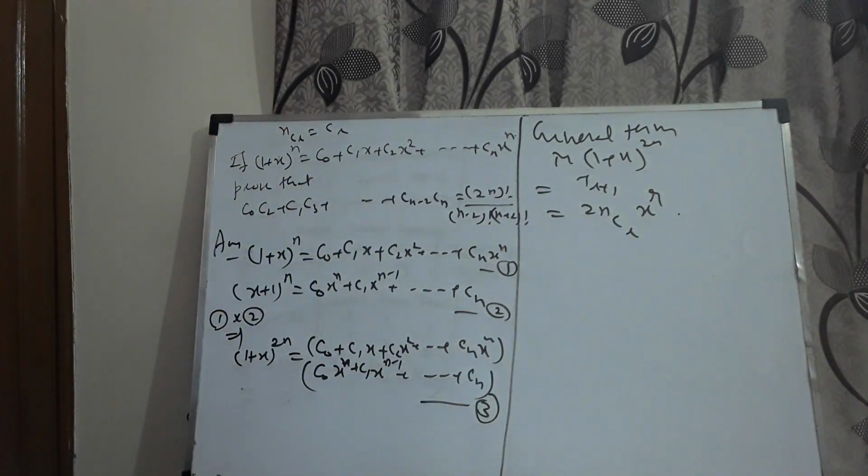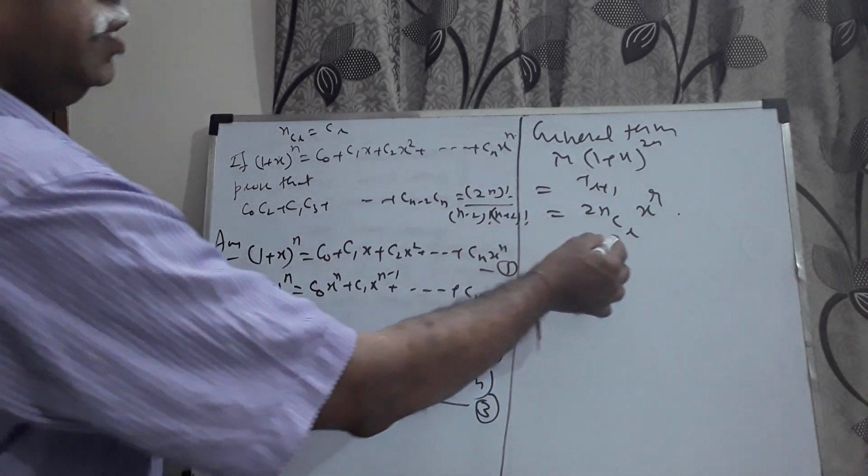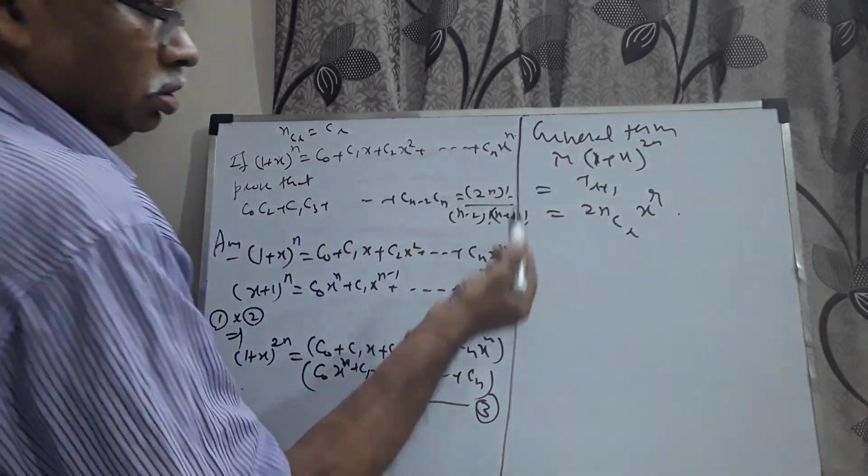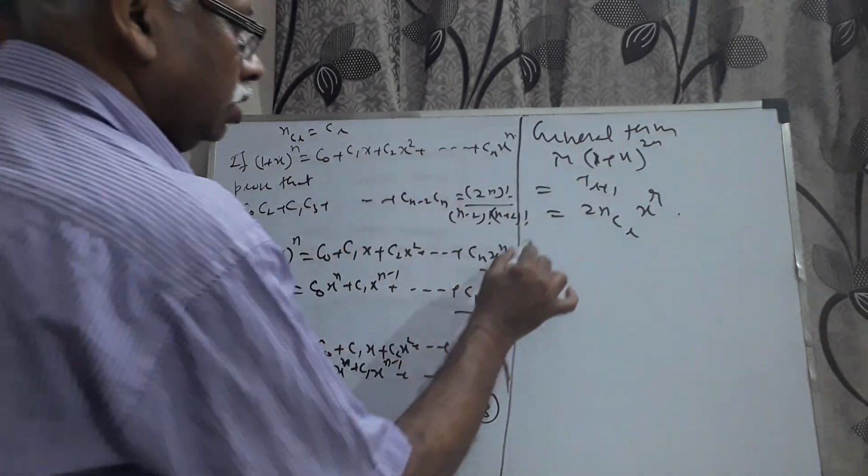In general, the term of (a + b) raised to n is nCr a^(n-r) b^r. That's what we normally say. Therefore, here I mean to say 2n Cr into x^r. 1 raised to anything is anyway 1, therefore I write simply x^r.